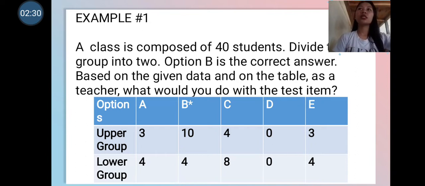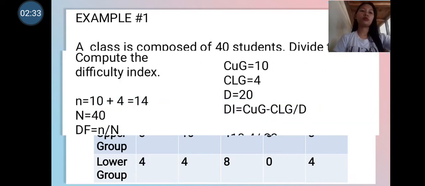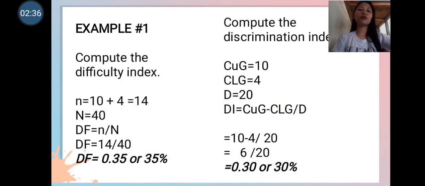Okay, so first, we have to compute the difficulty index. So how are we going to compute it? First, we have to get the small letter n. When we see small letter n, the small letter n here is for those students who got the answer in the upper group and the lower group. So n equals 10 plus 4, which is 14. And the capital N is equal to 40.